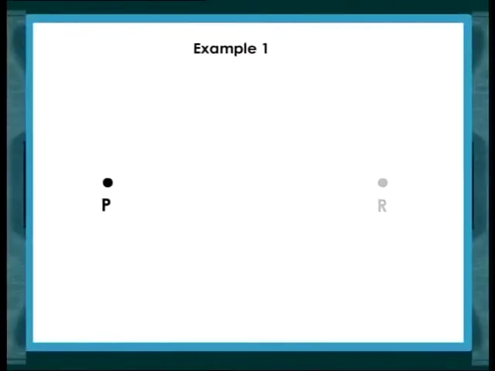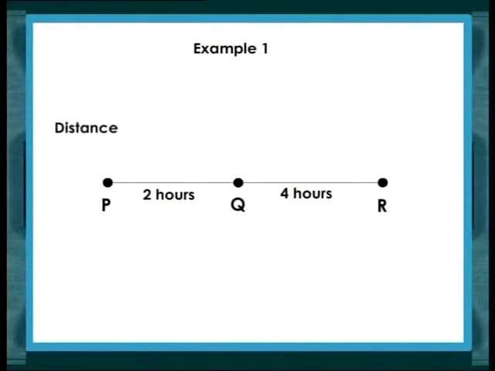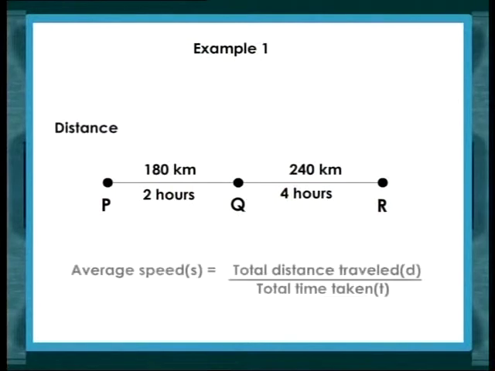Example 1. A car traveled from town P to town R through town Q. The distance between town P and Q is 180 kilometers, and the distance between town Q and R is 240 kilometers. Calculate the average speed and mean speed of the car.